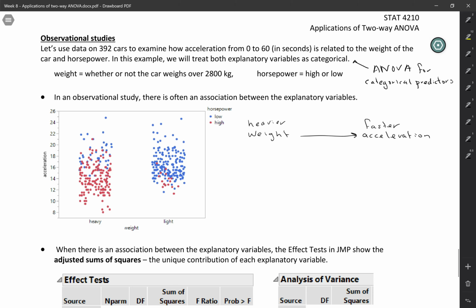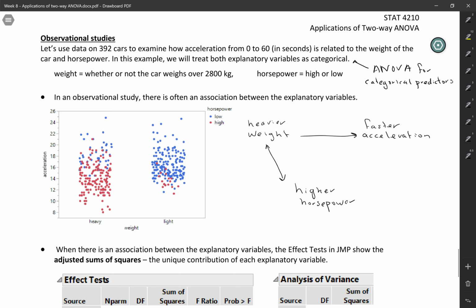So horsepower is related to the weight of the car. Low horsepower is represented here by blue dots, and you can see that low horsepower cars tend to be light, and the high horsepower is represented by red dots, and you can see that the high horsepower cars tend to be heavy. And there's certainly some crossover in those two groups, but we can see the tendency. So heavier cars tend to have higher horsepower.